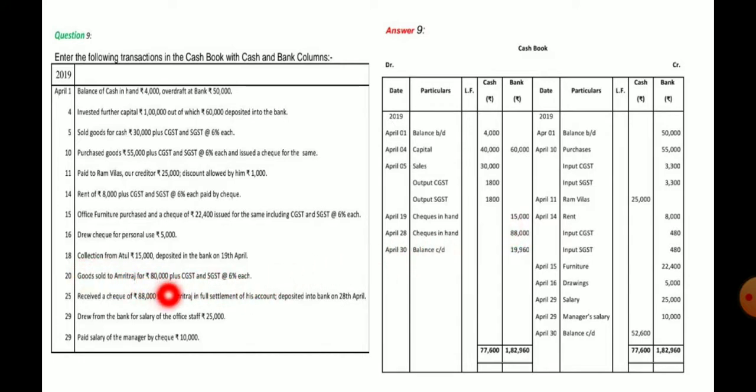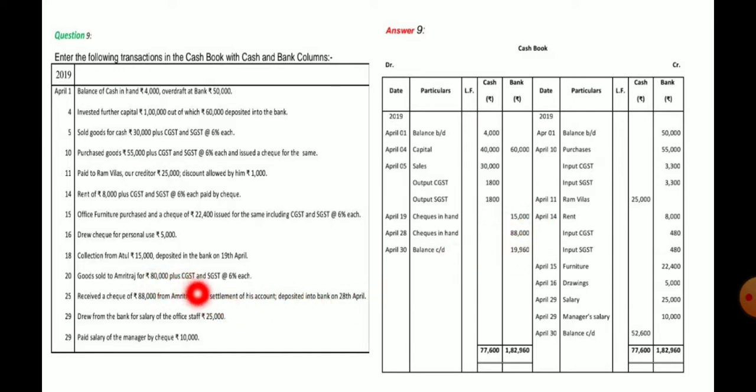Another, goods sold to Amit Raj, that is 80,000 plus CGST and SGST. So sold goods to Amit Raj, and Amit Raj paid 80,000 plus CGST and SGST. Okay, so 88,000 will be recorded in this. Here we do not enter different entries of CGST, SGST. We combine the transaction of the sales because it will be recorded in the bank column, and after that it can be deducted by the bank.